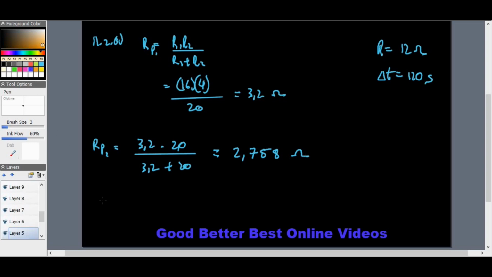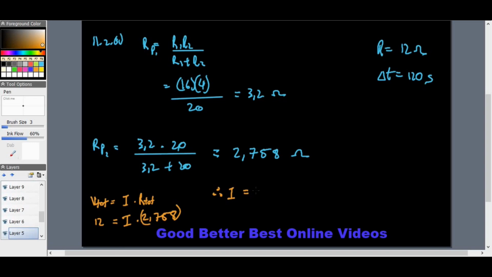Now I'm going to switch colors quickly and say, well, the total voltage here must be equal to the total current times the total resistance. Total voltage here, we know, is 12 from the EMF. The current is unknown, times 2.758, which is our total resistance. Therefore, simple maths, get rid of the 2.758 so we can have current on its own.